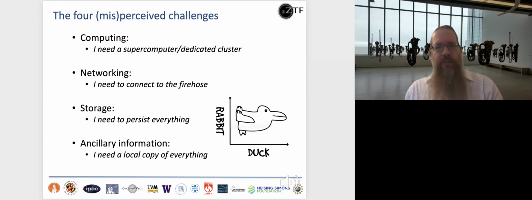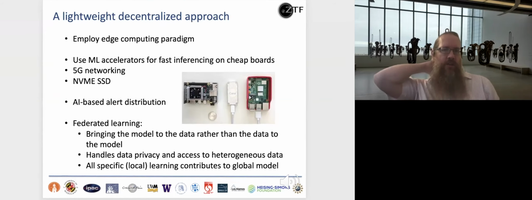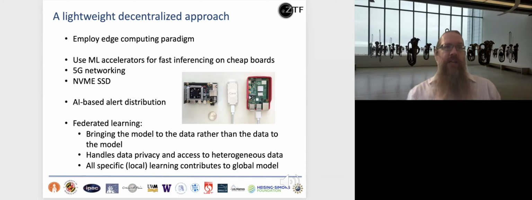And so the approach that we've taken at Caltech is to actually try and employ an edge computing paradigm to come up with a lightweight decentralized approach where you don't need to be using any of that. Specifically, we focus very heavily on having machine learning or AI-based components where possible, and using commodity machine learning accelerators for fast inferencing.